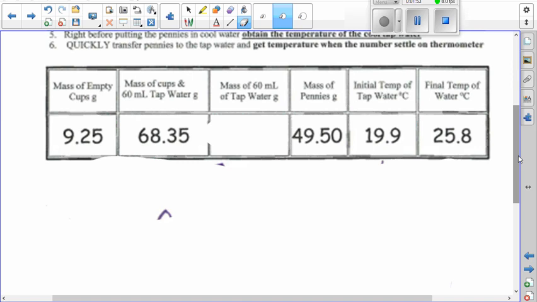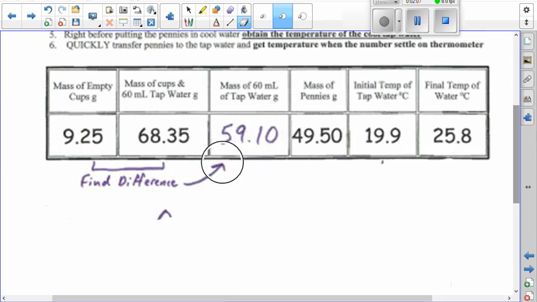So what we're going to do is find the difference between the cups when they're empty and the cups when they're full of water. That difference between 68.35 and 9.25 will tell us the mass of the water that's in there. That comes out to be 59.10. So that's what we put there. That's one part of the data chart that you may not be given, but you have the information you need to calculate that. In the meantime, I might as well get the delta T of my water over here.